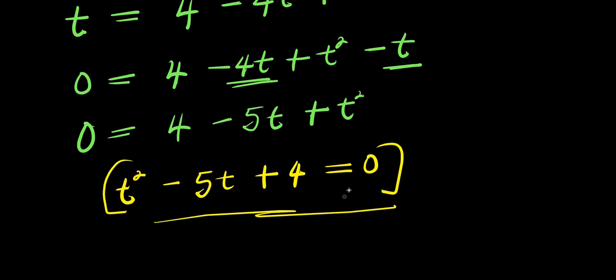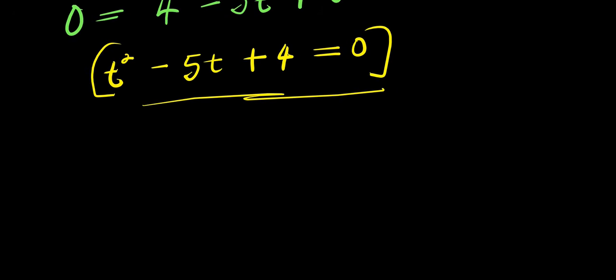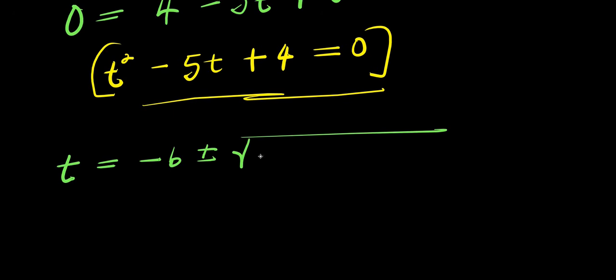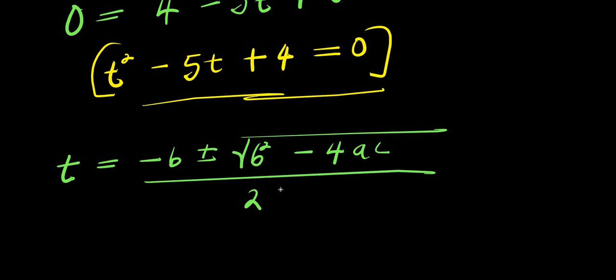So this is the quadratic equation that we are going to solve, and we can solve this using the formula method. Now the formula, you write it in respect to t, as t equals negative b plus or minus square root of b squared minus 4ac, divided by 2a.